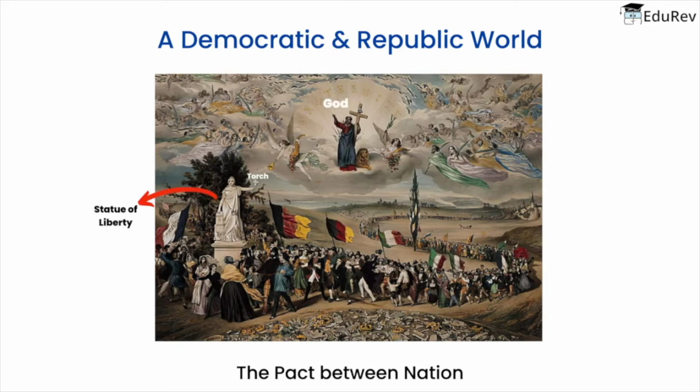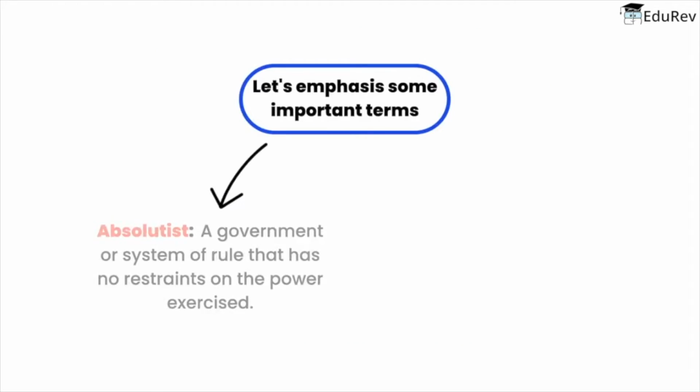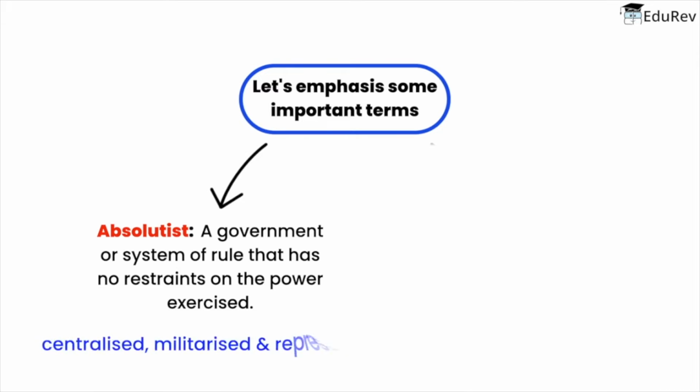The torch of enlightenment was carried by a female figure in one hand and the Charter of the Rights of Man in the other. On the earth in the foreground lie the shattered remains of the symbols of absolutist institutions. Here absolutist means, literally, a government or system of rule that has no restraints on the power exercised. In history, the term refers to a form of monarchical government that was centralized, militarized and repressive.